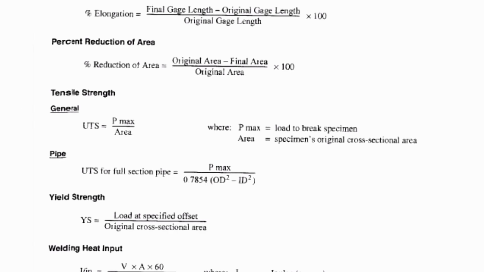So about the percent reduction of area. The reduction in area happens during the elongation of a body, wherein the cross-section of the specimen gradually becomes smaller. The percentage reduction in area measures that. In mathematical terms, it is the original area minus the final area, over the original area.